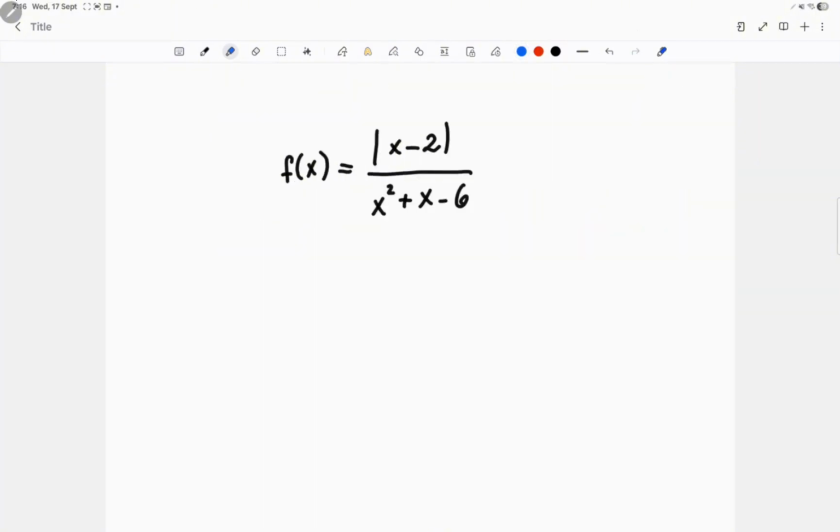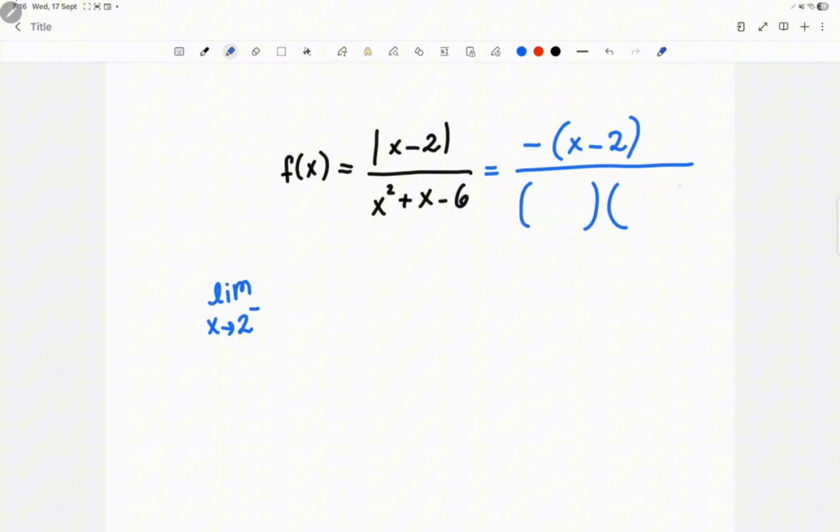Now let's find the left-hand limit. That means limit of x approaching 2 from the left. So now what do you do? You put minus on the absolute value. And I want you right now to correctly factor the bottom of the function. Plus 3 and minus 2. Smart man. See, he knows now.